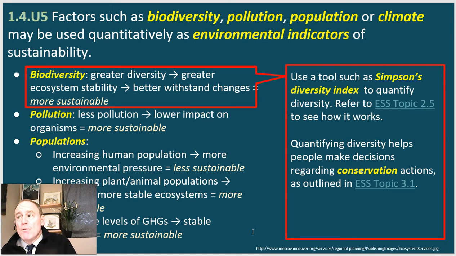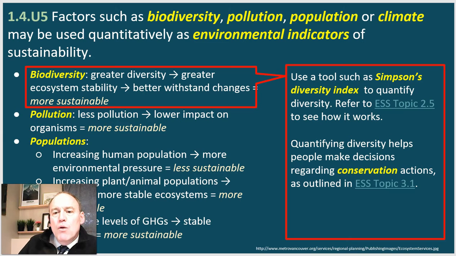How can we measure that? We could use a tool such as the Simpson's Diversity Index to quantify diversity. Quantifying this diversity helps make decisions regarding conservation actions as outlined in topic 3. The Simpson's Diversity Index is in topic 2, and what you're starting to see is the different units all coming together here.